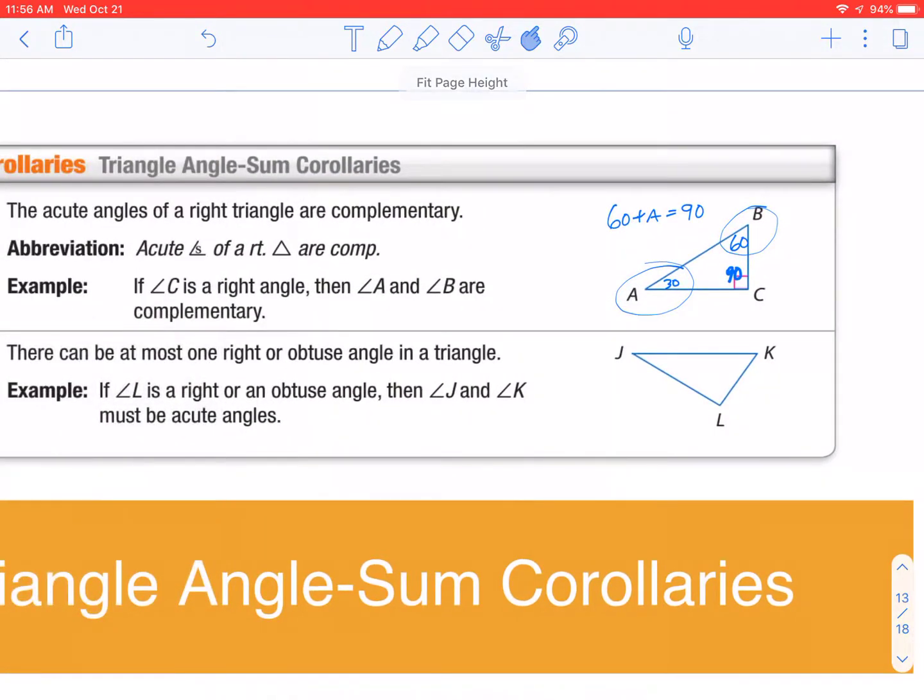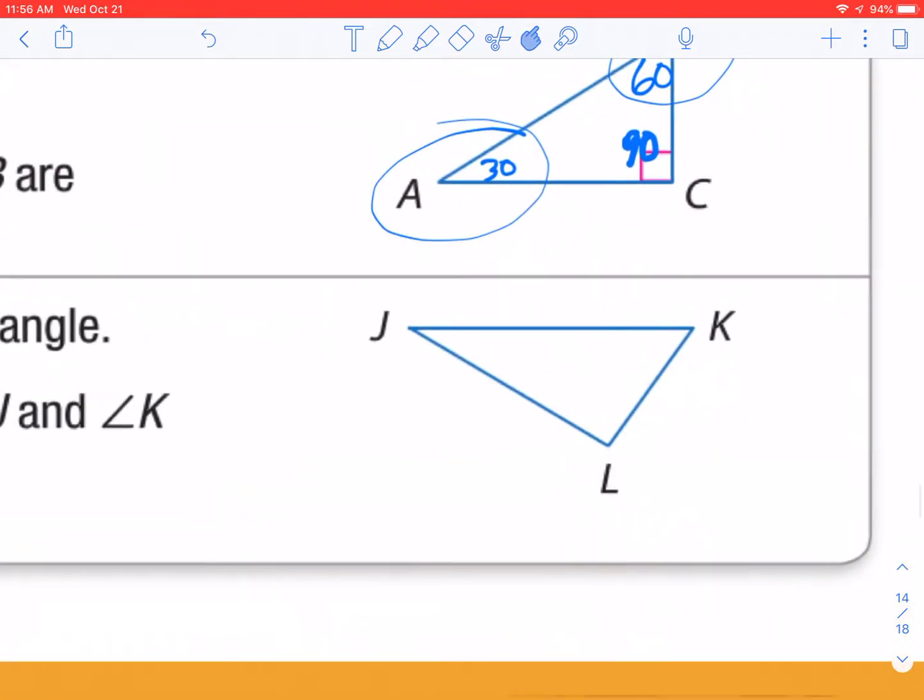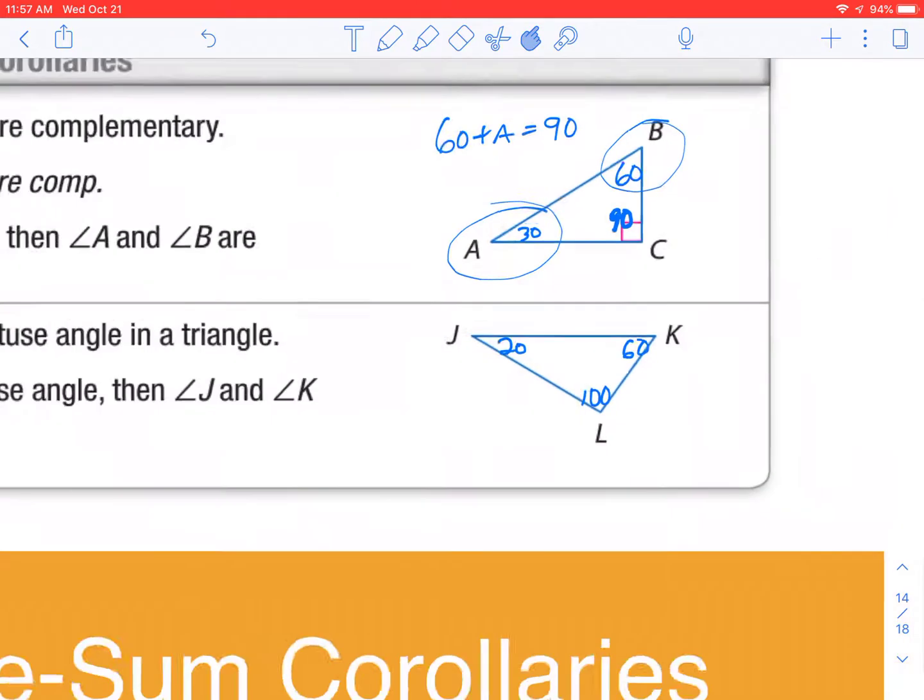The last one says, in a triangle, you can only have one right angle or one obtuse angle. Okay? If this angle is 100, the highest possible values I could say were this was 60 and this was 20. But they all have to be acute. Same with a right triangle.